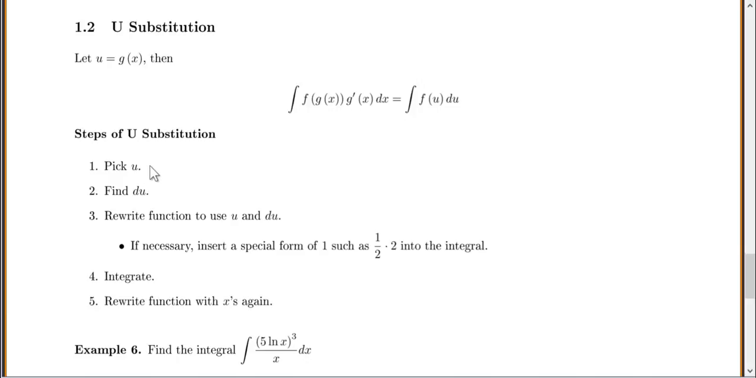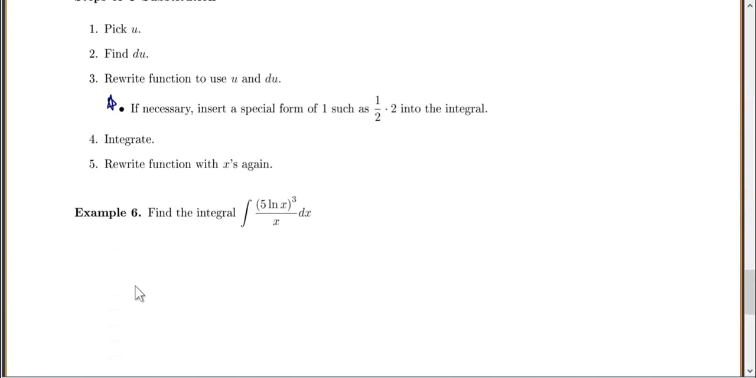So I picked a u, we found our du, we rewrote our function to use u and du instead of x's. Now this one we're going to come back to in just a second once we use it in our next example. Then we integrate and we rewrite our function with x's again. So those are our steps. So let's try this example.